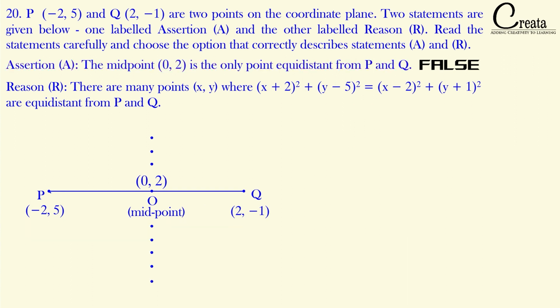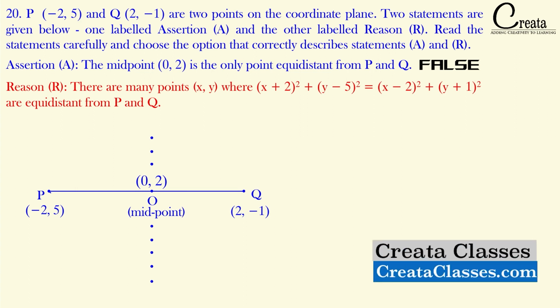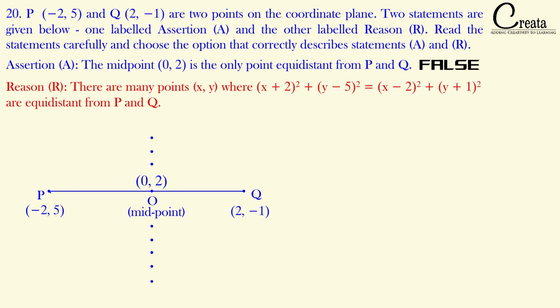Okay. In the reason it is given, there are many points (x, y), where (x + 2)² + (y - 5)² = (x - 2)² + (y + 1)², equidistant from P and Q. Let's see what this equation is. Let's take this point as (x, y). We have taken any one point as (x, y), and let's assume this point is equidistant from P and Q.